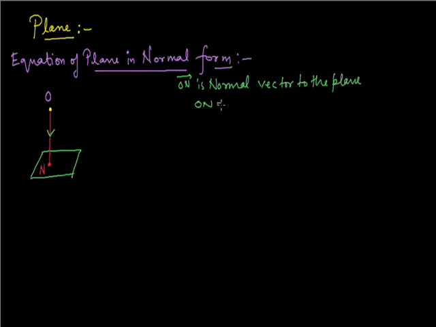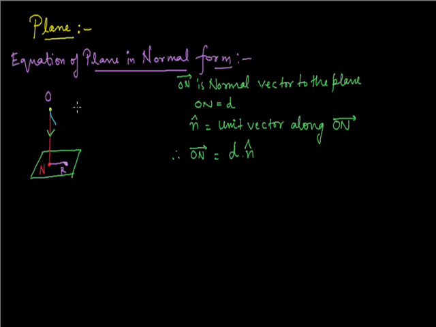Suppose ON is equal to D units. The distance of ON is D and N cap is the unit vector along ON vector. Therefore, we can write ON vector as magnitude into direction, where D is the magnitude and N cap is the direction. Now suppose R is any arbitrary point in this plane.